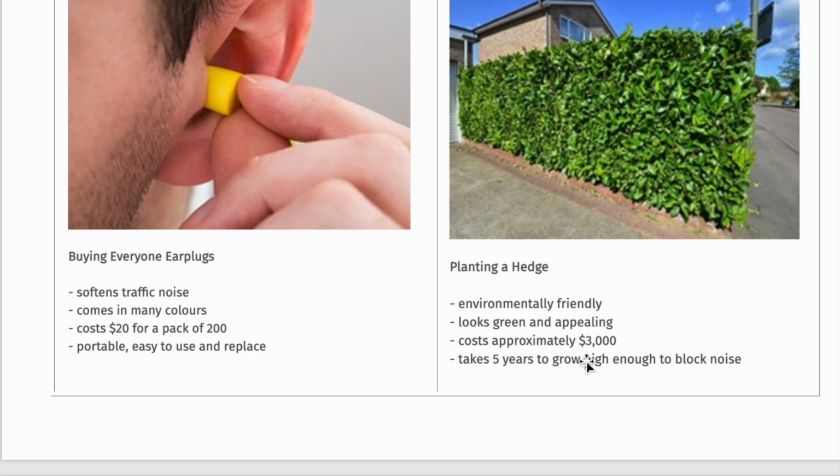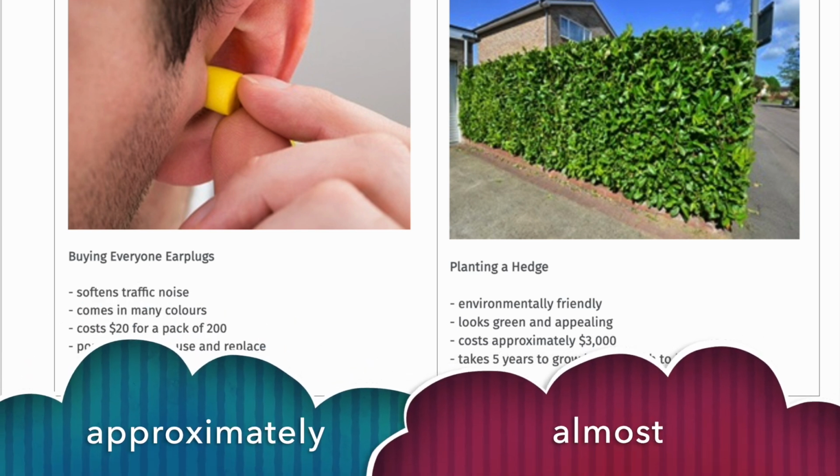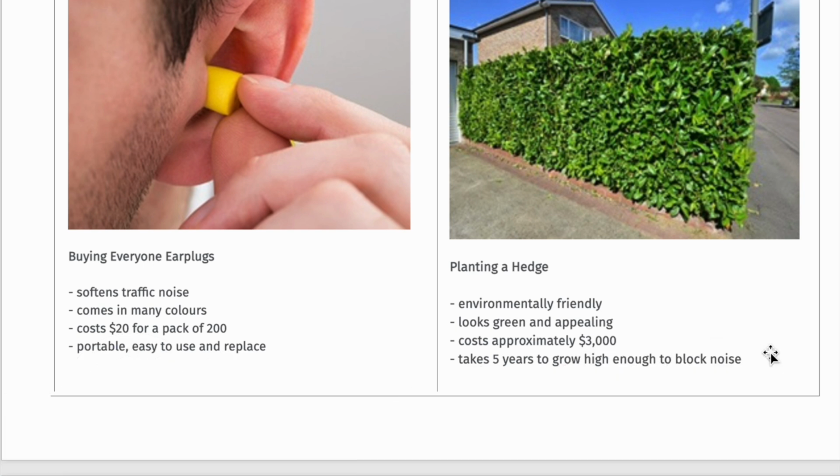Costs approximately almost $3,000. Takes 5 years to grow high enough to block noise. So 5 years later, it will grow high to block the noise. So first, it will be short. But every year, it will grow, grow, grow, grow, grow. Okay.